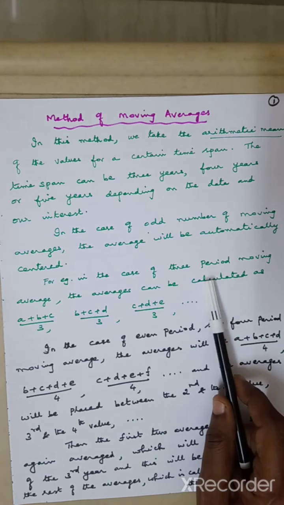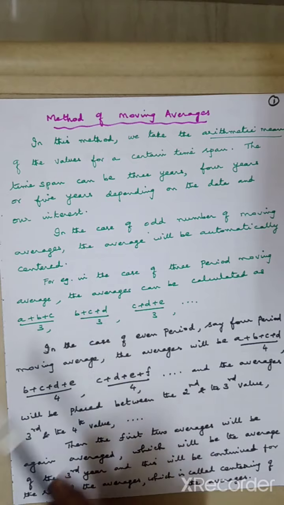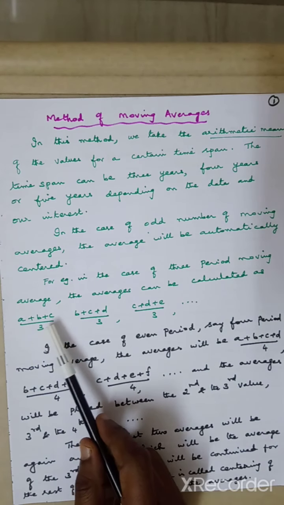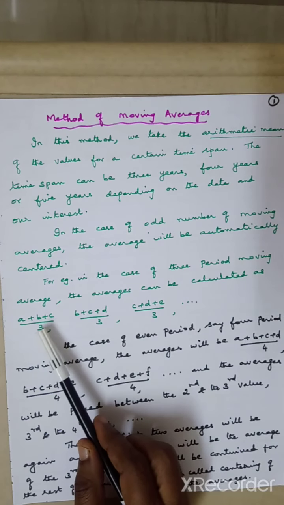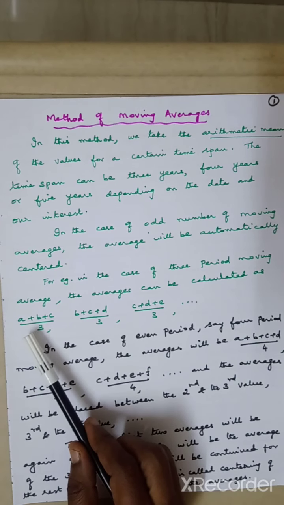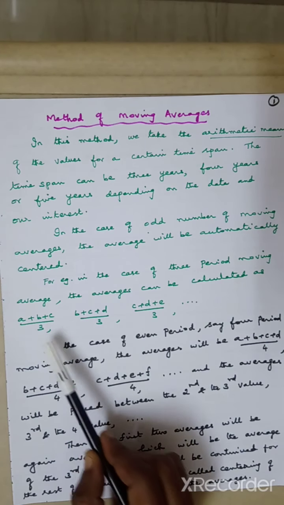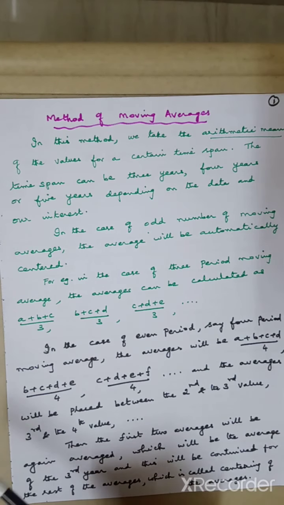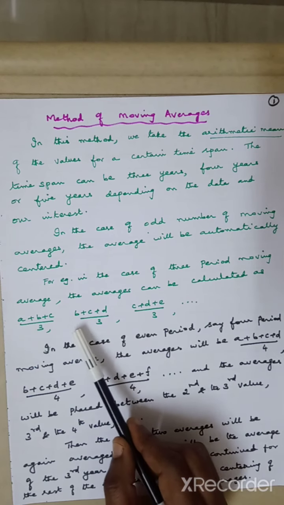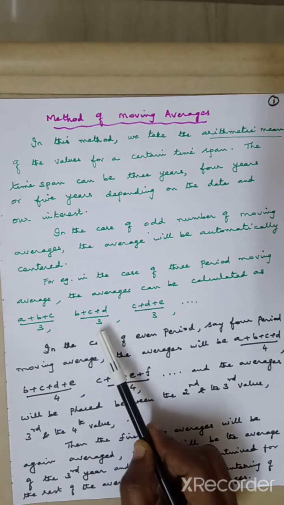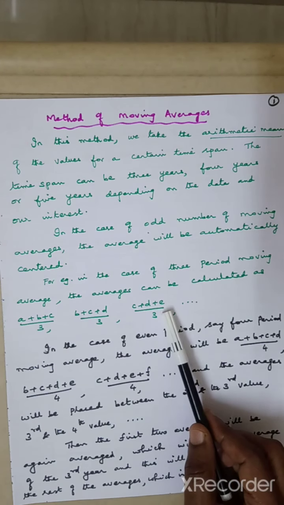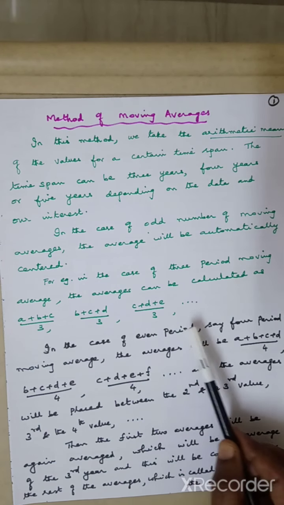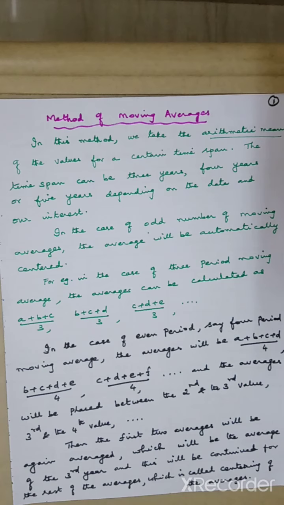For example, if it is a 3 period moving average, the first item is A, the second item is B, the third item is C. Similarly, the fourth will be D, the fifth will be E, etc. So the first 3 items will be taken into account and the average calculated. That is A plus B plus C by 3. And then we move down, leaving off the first, and go to the second, third and fourth. So it will be B plus C plus D by 3. Then we go further down, leaving out the first and the second, to the third, fourth and fifth. So it will be C plus D plus E by 3, and so on. We will continue till the end of the data. This is how we proceed in the case of a 3 period moving average.